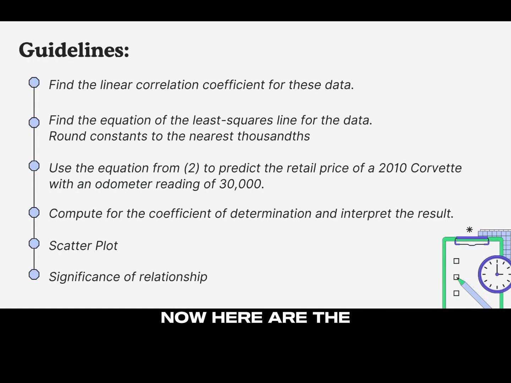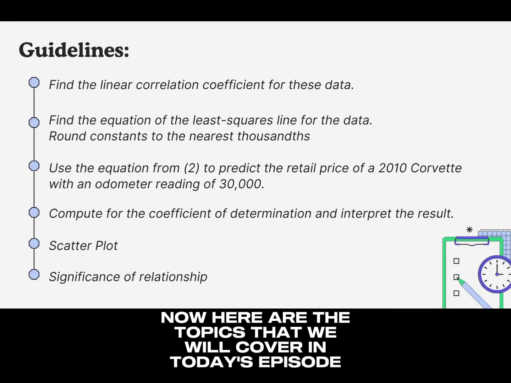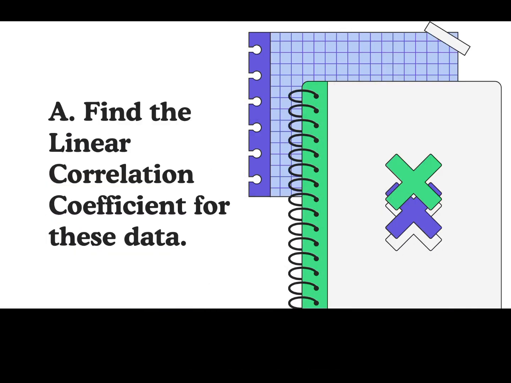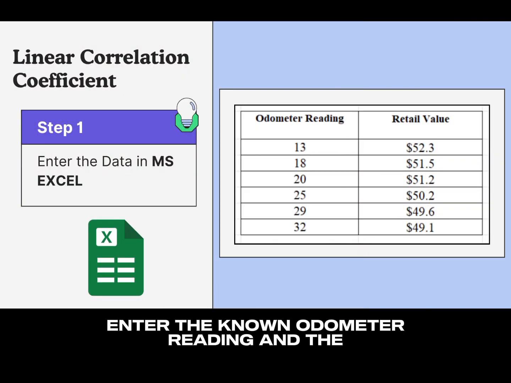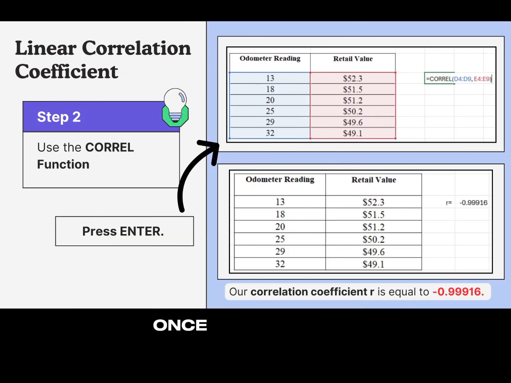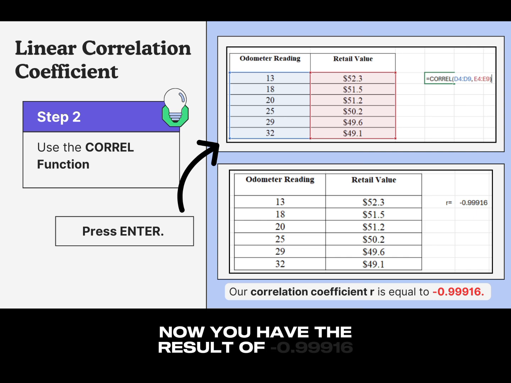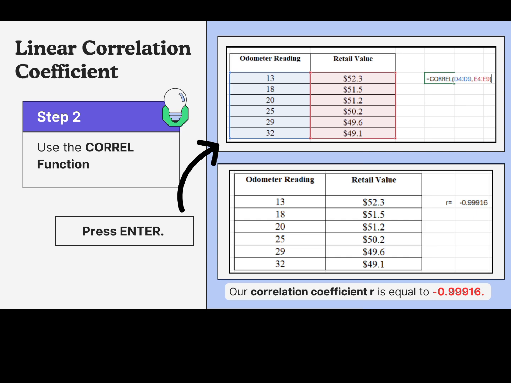Now, here are the topics that we will cover in today's episode. In the first step, enter the known odometer reading and the retail value data. Once that is ready, click on any empty cell and we're going to use a built-in function called CORREL. Type the given formula and press enter. Now you have the result of negative 0.99916.